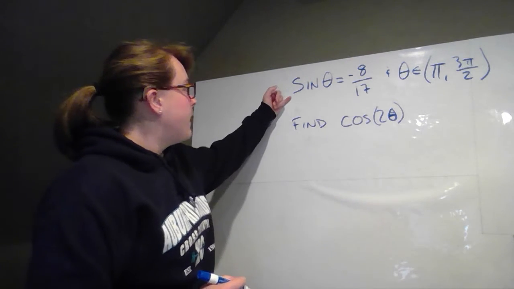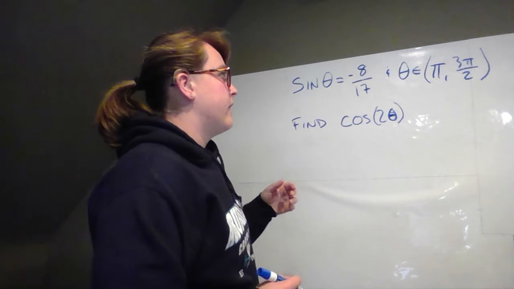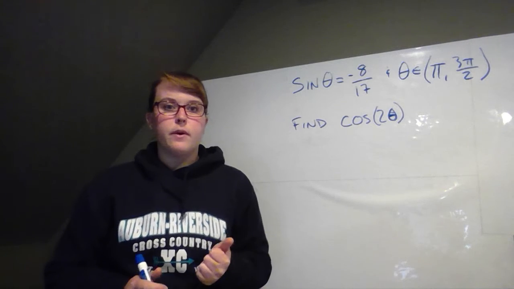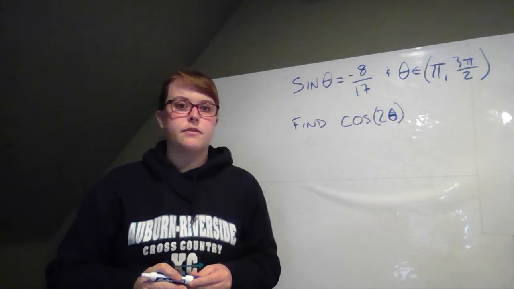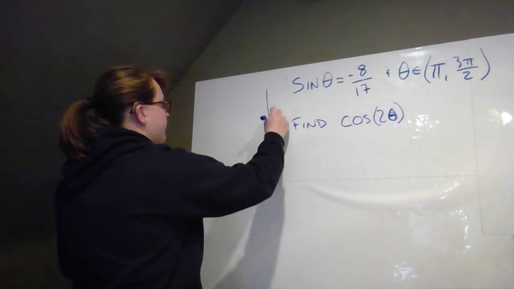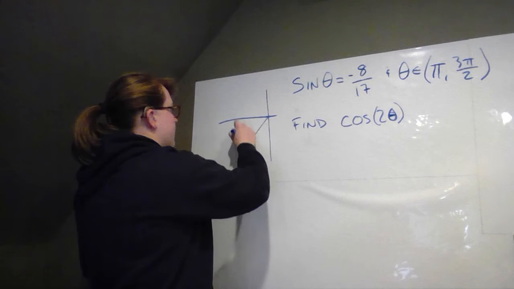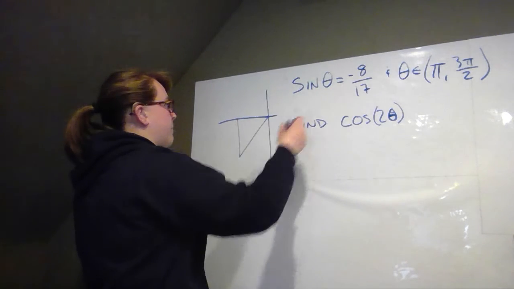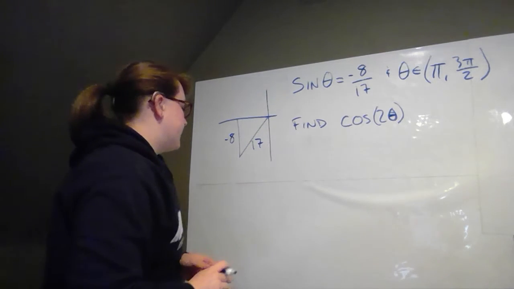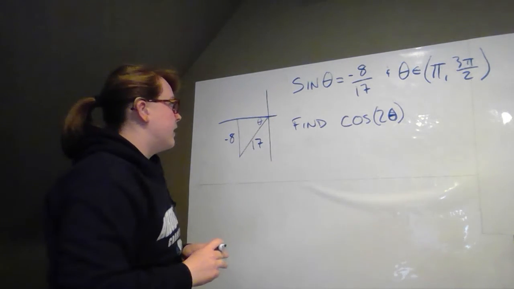This one we're given that sine of theta is negative 8/17 and theta is somewhere between pi and 3 pi over 2, and we want to find cosine of 2 theta. So the first thing we want to do is sketch the triangle in its correct quadrant. So we know that this is going to be down here in the third quadrant. And since sine is opposite over hypotenuse, we should have negative 8 and 17. Just like that. This is theta.